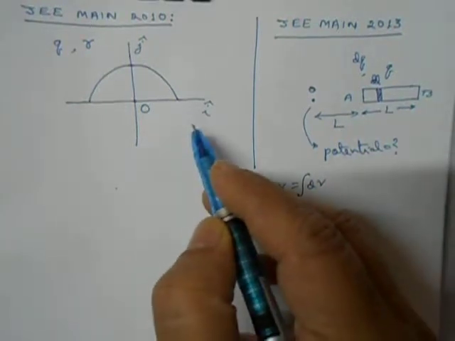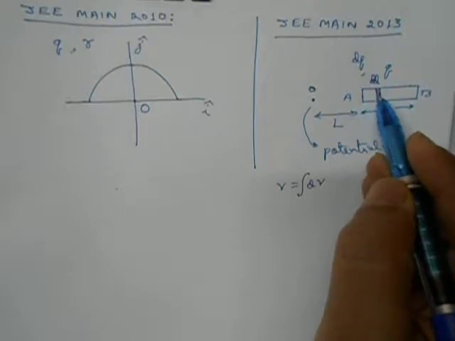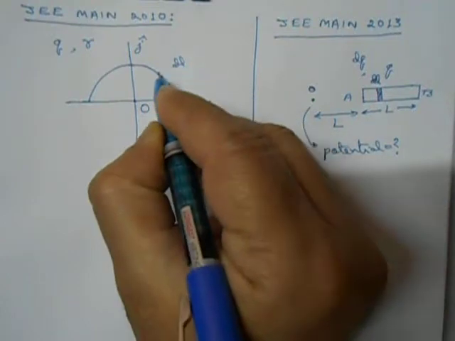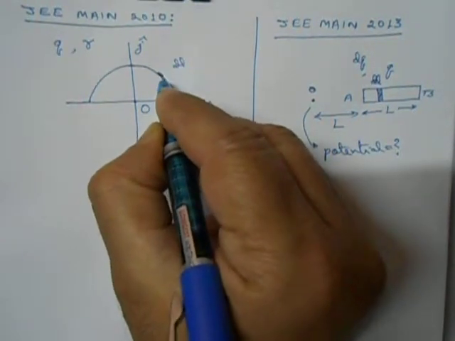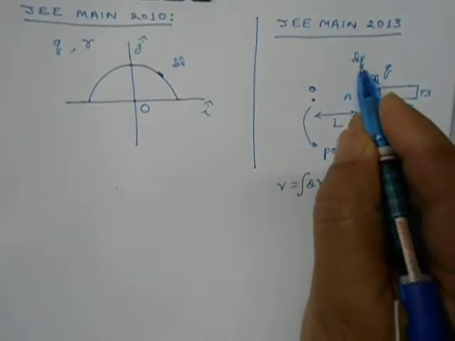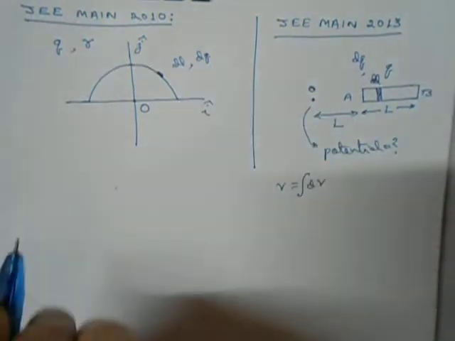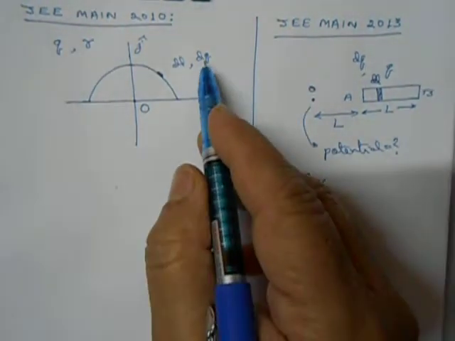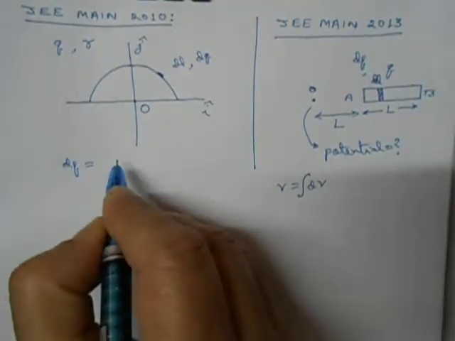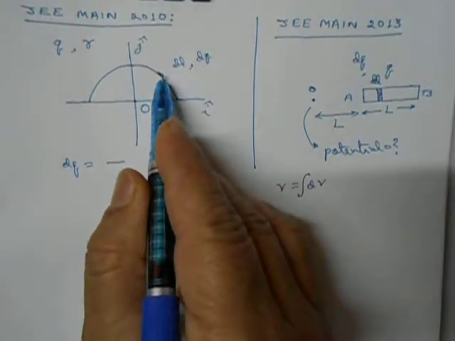So step by step, let me proceed. Here we took a sample element of length dl. So here also let's take a sample element of length dl. So this is the sample element. Now this sample element had a charge dq. Say the charge on it, let me call it dq. Now how much will be dq? dq will be charge per unit length multiplied by the length of this element.